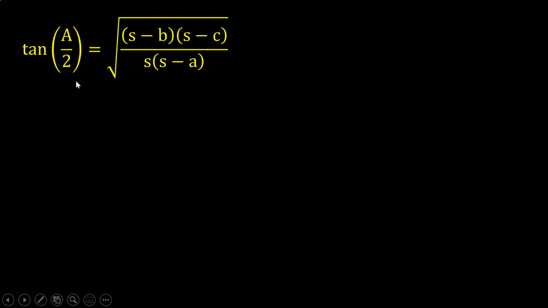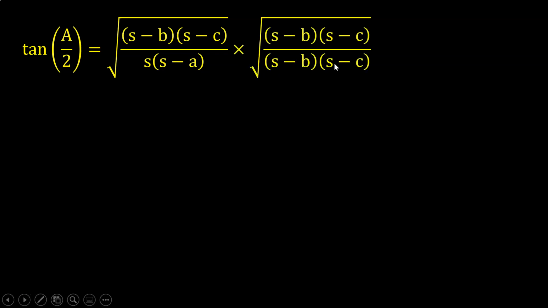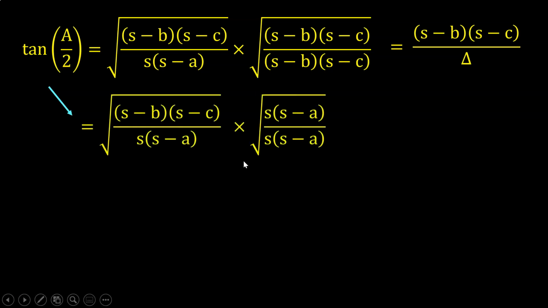So we have tan A by 2 is equal to root over s minus b into s minus c upon s into s minus a. Now multiplying with root over s minus b into s minus c in numerator and denominator, we get numerator as s minus b into s minus c and the denominator will be delta. Another way to write this is, we can also multiply with root over s into s minus c in numerator as well as denominator. So the numerator now will be delta and the denominator will be s into s minus c. So this is another way to write the tan A by 2 formula.